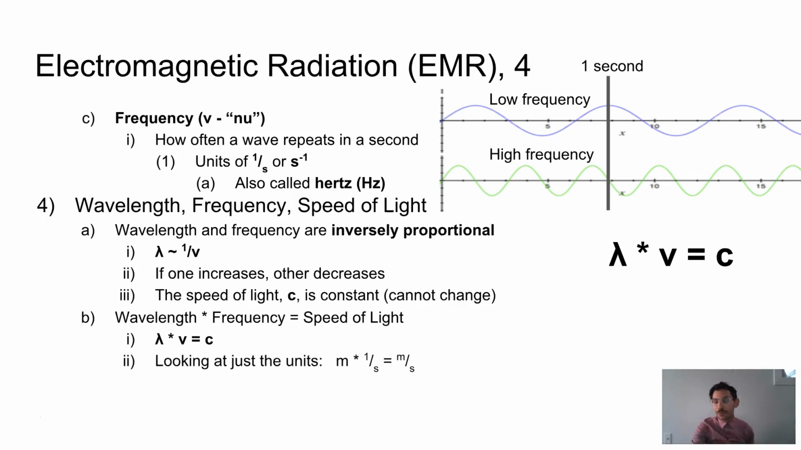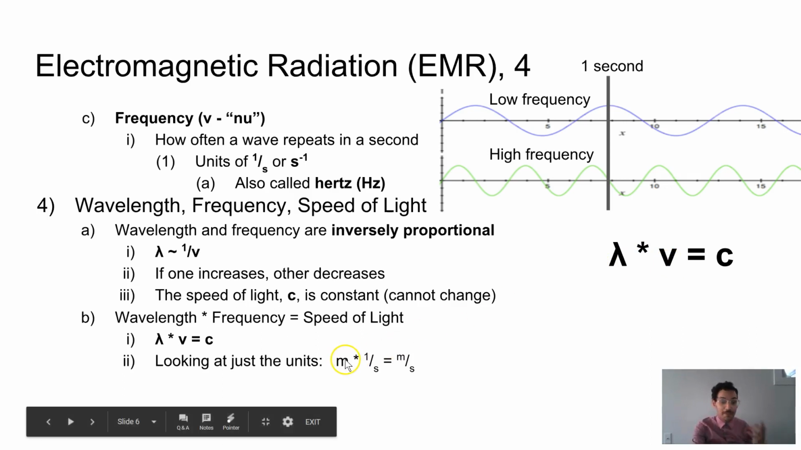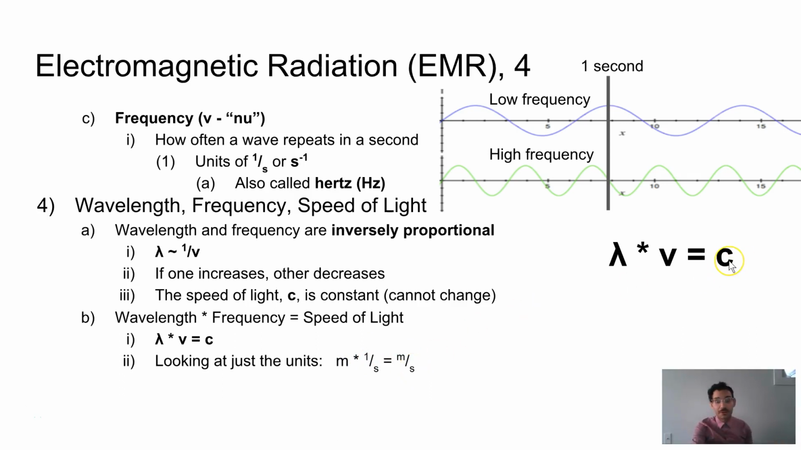And it's nice to look at the units here, because we have wavelength, which is measured in meters, and frequency, which we measure in 1 per second, or inverse seconds. If I do meters times 1 over seconds, I get meters over seconds, which is just like the units used to measure the speed of light.